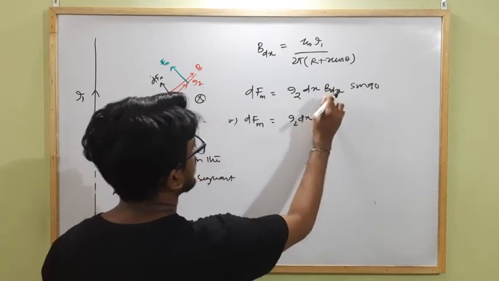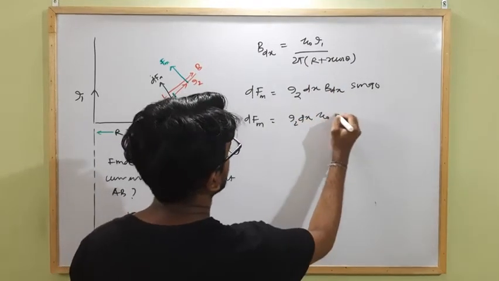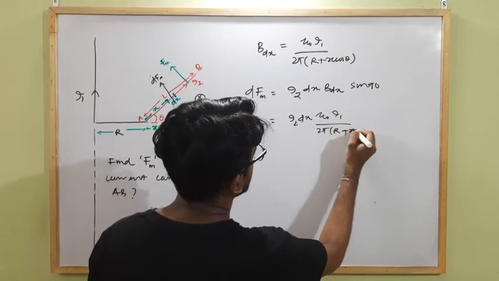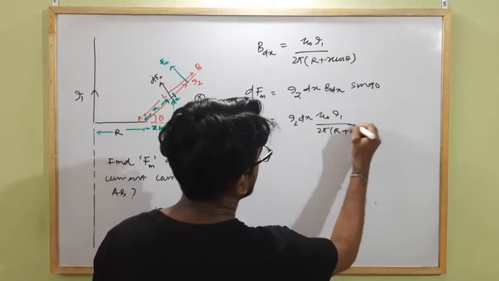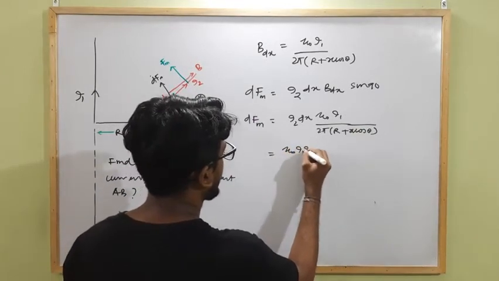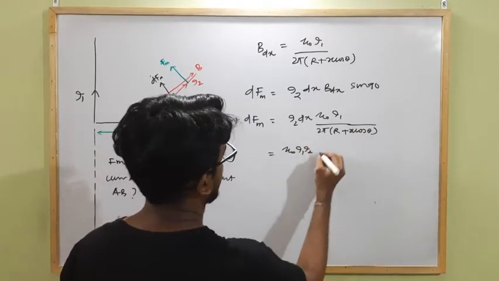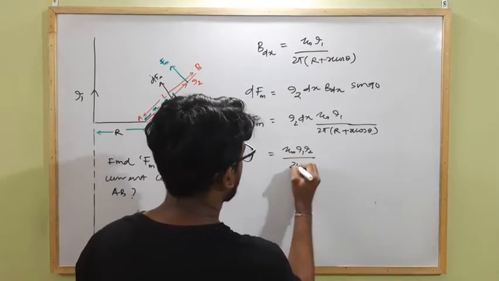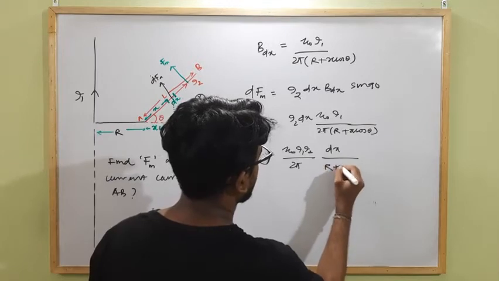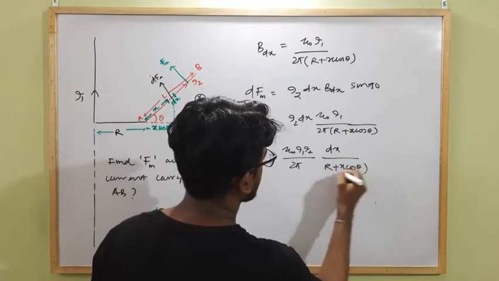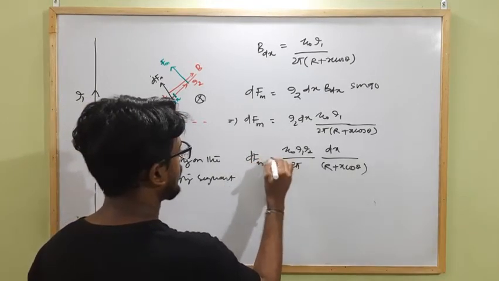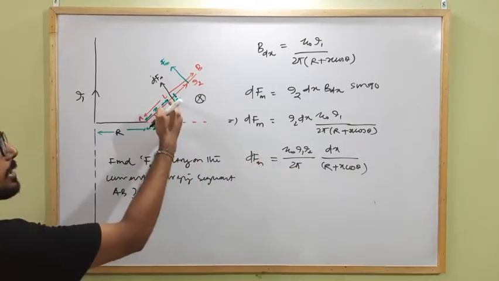In place of B dx we can write mu naught I1 divided by 2 pi (r plus x cos theta). Sin 90 will be 1. So rearranging, it will be mu naught I1 I2 divided by 2 pi into dx divided by r plus x cos theta. This will be the expression for dFm, which is acting on the segment dx.